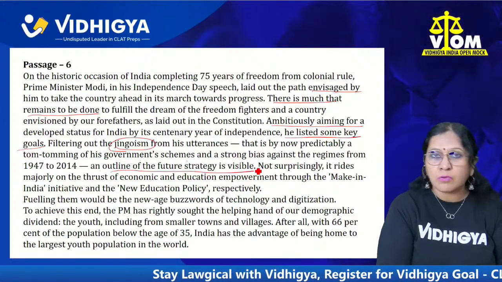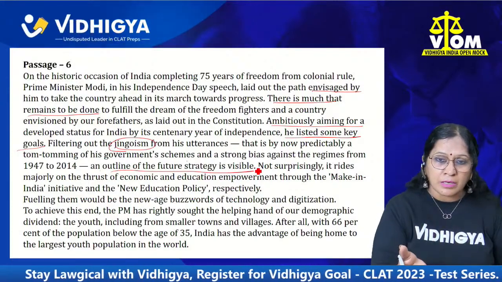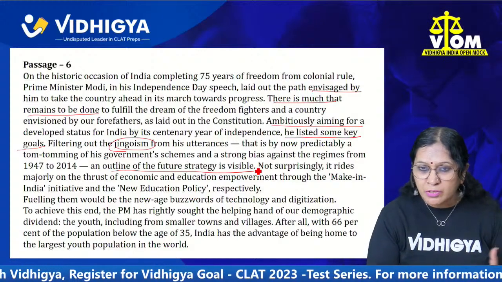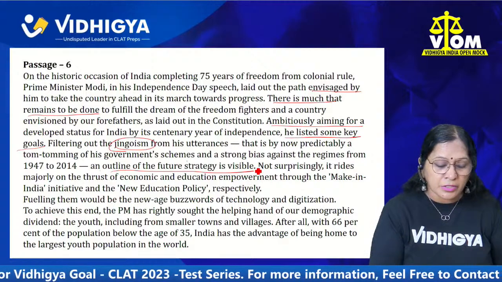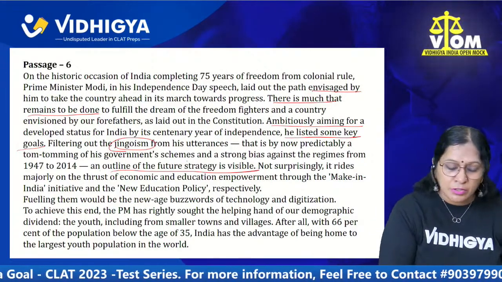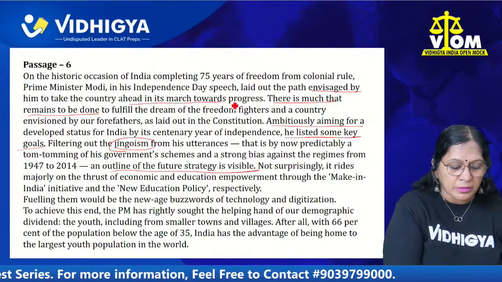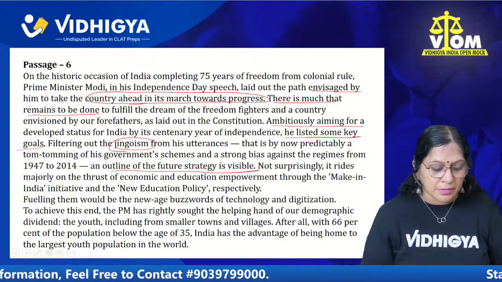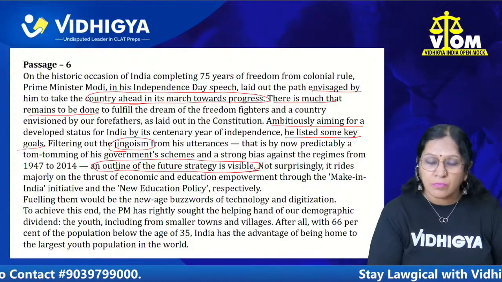So if we filter out what he had said in his speeches, what he was talking about mainly as his prime purpose, as we understand the prime purpose of the author, we need to understand the prime purpose of his speech also. So what was his intention? That much remains to be done. Secondly, he had to actually come up with his march towards progress sentence. And here the outline of the future strategy is visible.